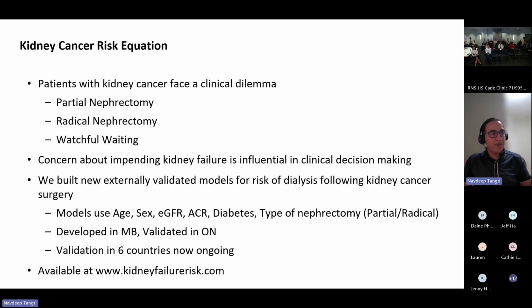So what we did is we built on the KFRE and we did age, sex, GFR, ACR, diabetes, and the type of nephrectomy. We developed it in one province in Canada, validated in Ontario. We are working with, I think, Robert Ellis from Australia, who has previously published in this area, and validating in 6 other countries altogether. This is already available at kidneyfailurerisk.com. What we want to show is that in multiple countries and multiple healthcare settings, we can predict your future risk of kidney failure before you have that partial or radical nephrectomy, or if you choose watchful waiting.